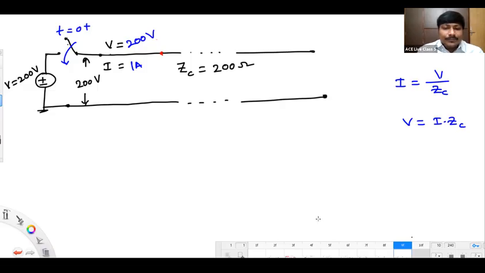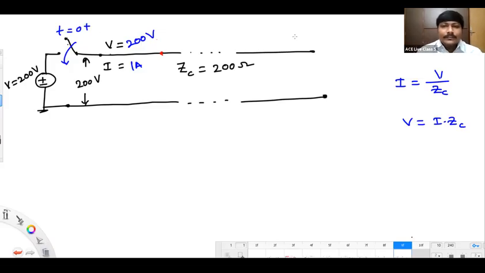It's not a flat line. Flat line comment you should make only under steady state. In this transient condition, you should not make a comment of flat line. Okay.